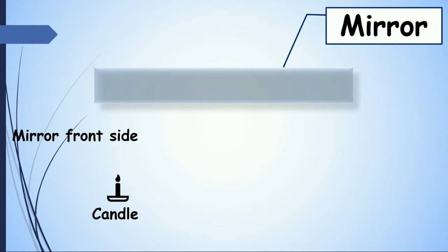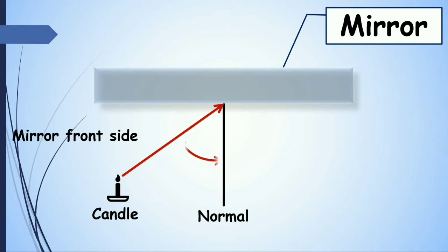and it is kept in front of the mirror, and light is generated from the candle and it just passes and is incident on the mirror. Then draw the normal from the incident point. Then the angle between the incident ray and the normal is called the angle of incidence, angle i.